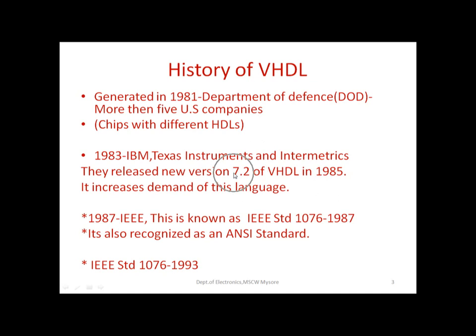When they released this version 7, the demand for this language increased. Next, all together it was taken as an IEEE standard for this language, and also an ANSI standard. Finally some new modifications were added and the next version was released in 1993. Now it is IEEE standard 1076 and 1993. This is some brief history about the VHDL for understanding.